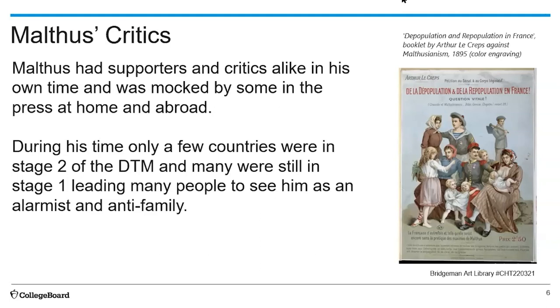And part of the reason people were really against him is because there weren't a whole lot of places at that time that were actually entering into stage 2. So they didn't see the kind of concern on the horizon that Malthus may have seen in his particular place. Not only that, but some religious groups saw him as too alarmist and anti-family. Trying to encourage people to have fewer children within some circles at this time would have been seen as maybe even anti-patriotic. You're not producing children for the country that you live in, and you're not producing children as a religious obligation. So there was a lot of pushback against Malthus's ideas at the time.